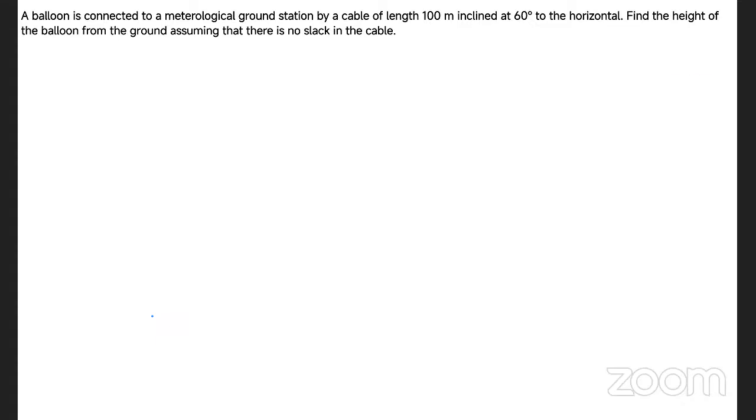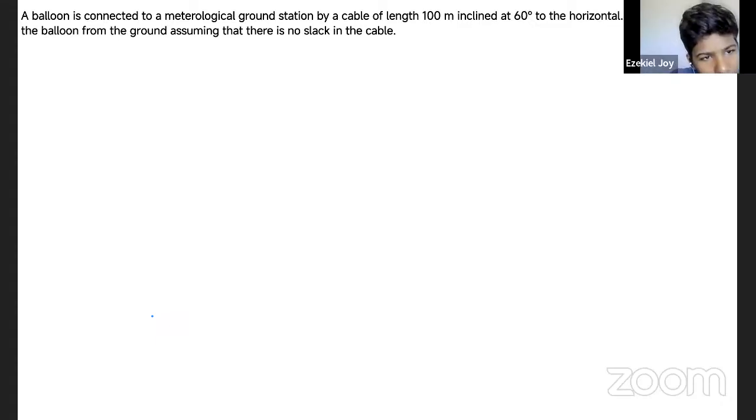Ezekiel will read the question. Ezekiel, please read the question. A balloon is connected to a meteorological ground station by a cable of length 100 meters, inclined at 60 degree to the horizontal. Find the height of the balloon from the ground, assuming that there is no slack in the cable.